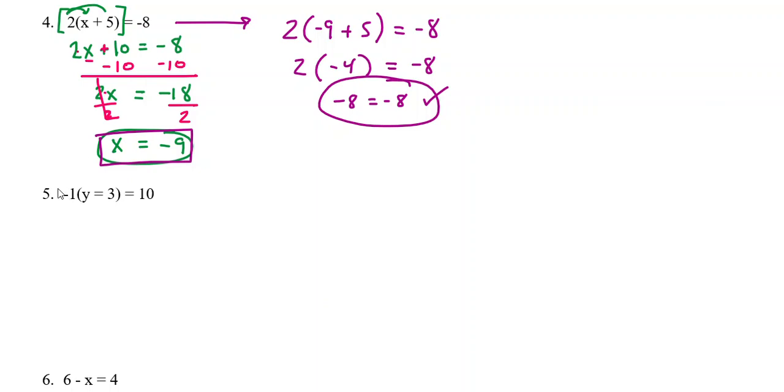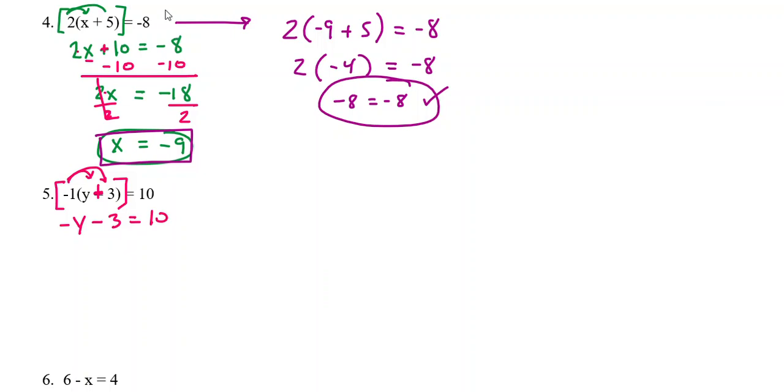We have, again, the situation where there is some stuff on the left side that can be simplified. Negative 1 times the quantity y. I think that was supposed to be minus 3. I apologize, it's a typo. So I'm going to distribute the negative 1. It's probably supposed to be plus 3. Let's do that. Okay, so negative 1 times y is negative y. Negative 1 times 3 is negative 3.